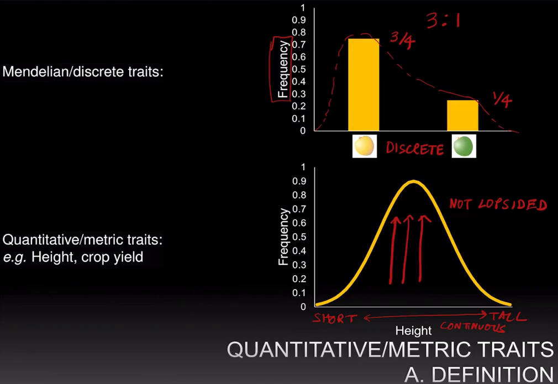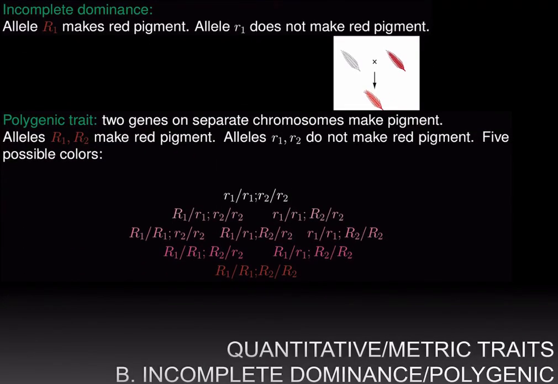Now, given the fact that quantitative or metric traits are so different from Mendelian traits, one would wonder whether Mendel's laws of inheritance can explain or still apply to quantitative traits. As it turns out, Mendelian inheritance and quantitative traits are compatible with each other. And to see how, let's introduce two new concepts. The first is the idea of incomplete dominance, of which we will see a lot more later on in the course.